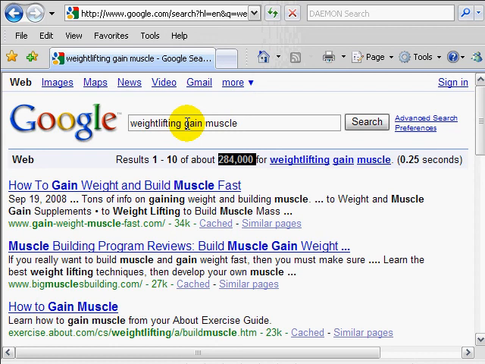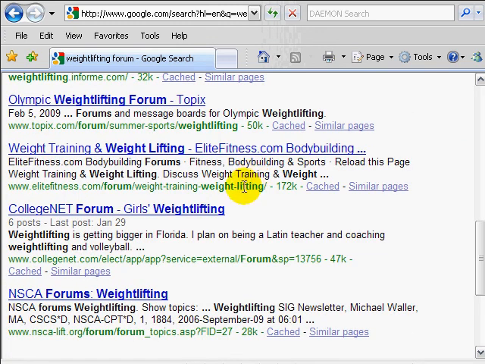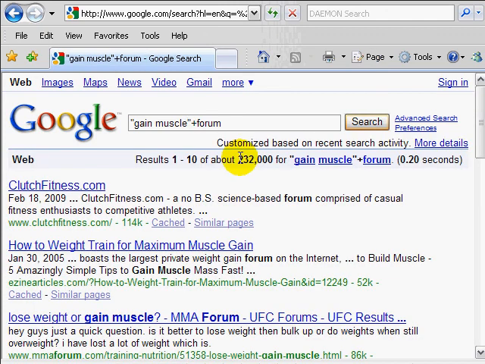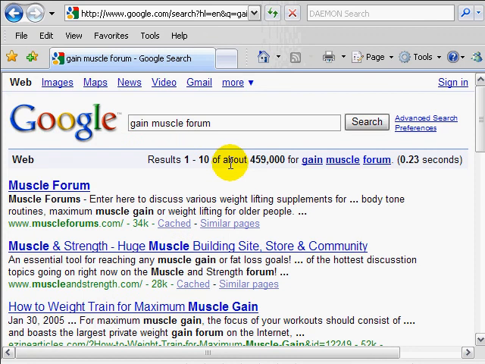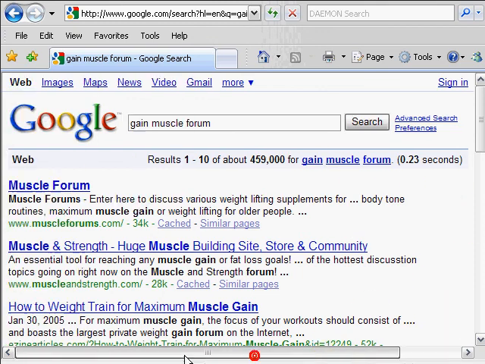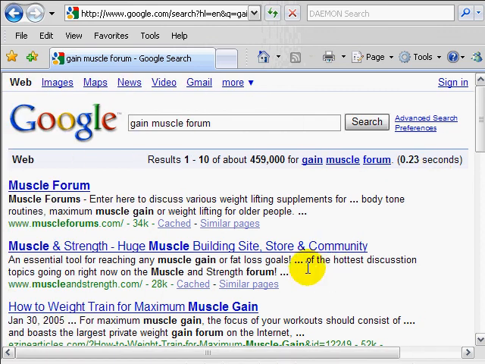other forums. So we can say weightlifting forum and see how many different forums are out there, or at least have the keyword weightlifting forum. What about gain muscle? And then put those in quotations plus forum. So it's about 232,000. And I'm not sure if you're paying close attention to the right end of the side, but most of these keywords don't have Google AdWords ads on the right hand side. So we can see that we're getting a lot of results, but there's not a whole lot of saturation as far as Google Ads goes.